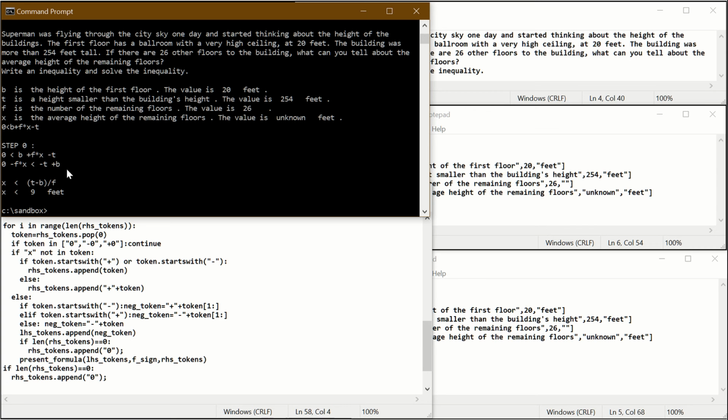So in the next lesson, we will take care of this cosmetic aspect. If we have here 0 and then we are adding a token, we should take out the 0. But other than that, it seems like our algorithm moved the tokens to the left and right hand side properly.